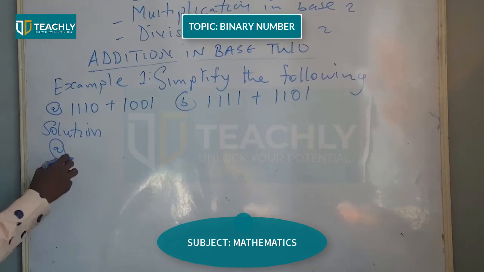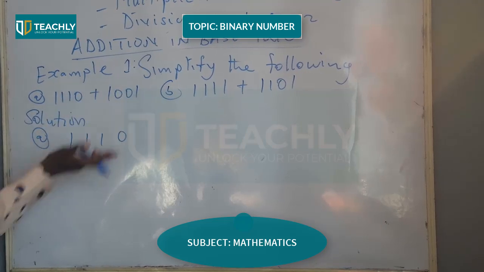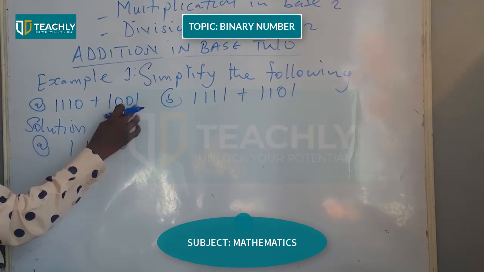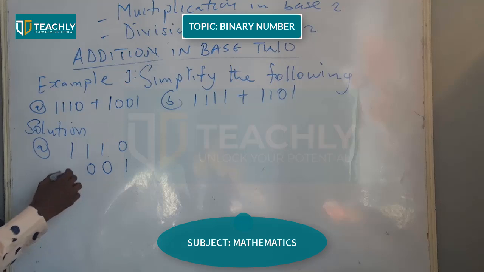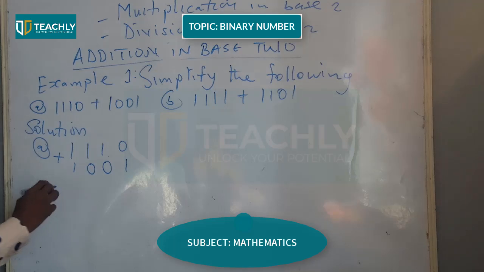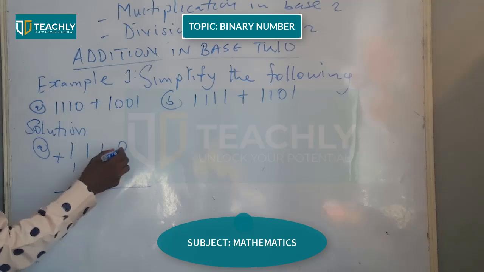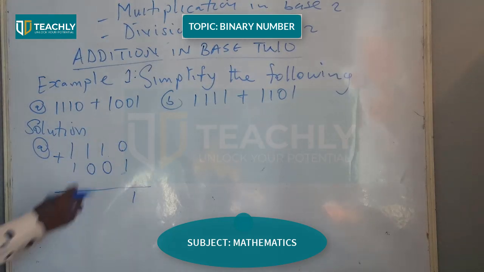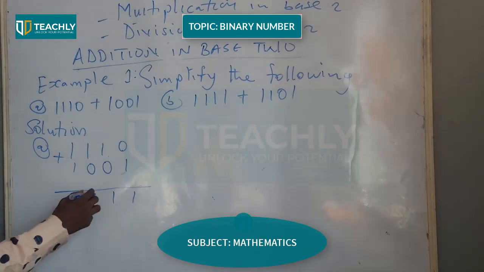So let's see how we can add this. The first one we have 1110, and you are going to arrange this under it. You are going to start from the last digit. Don't start from the front. So the last digit here should be here. We should have 1 here, 0, 0, 1. Then because we are adding, we are going to have our addition sign here. Let's add. 0 plus 1, we are going to get 1. Likewise here, 1 plus 0, we are going to have 1. 1 plus 0, we are going to have 1.